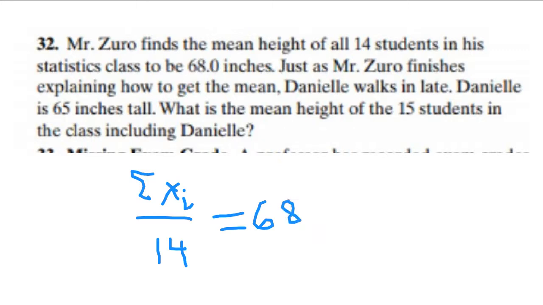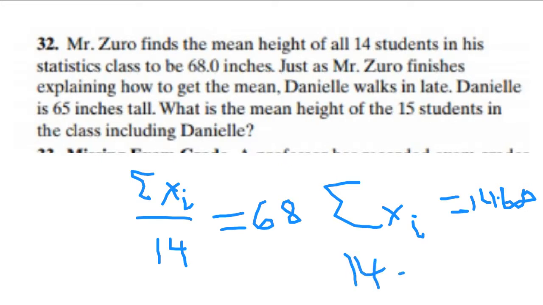Now what that means is that if you added up all the 15 students, and this is xi, what you had with Danielle, this is a little bit of algebra, guys. So the summation of the xi's is going to be 14 times 68. And we'll figure out what that is using Excel. So that was what this added up to before Danielle arrived, 14 times 68. And then Danielle arrived and added 65 to the total.